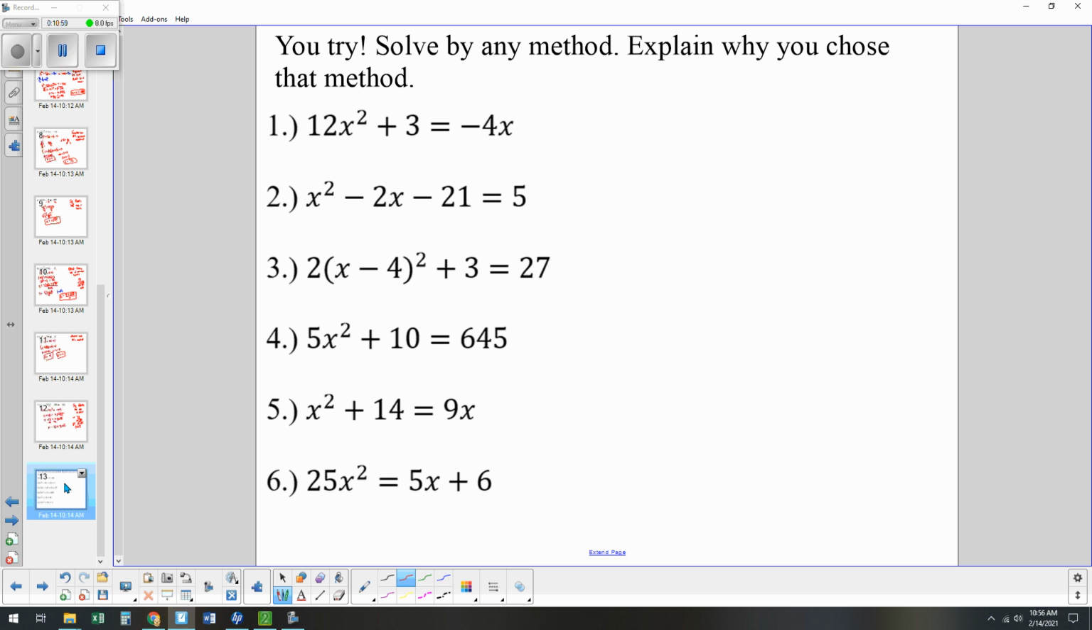So you're going to try this set, solving each one by a different method. Well, I shouldn't say a different method for each one. Try to use at least 3 different methods. Explain why you chose each method and solve. You could pause it and I'm going to show answers.